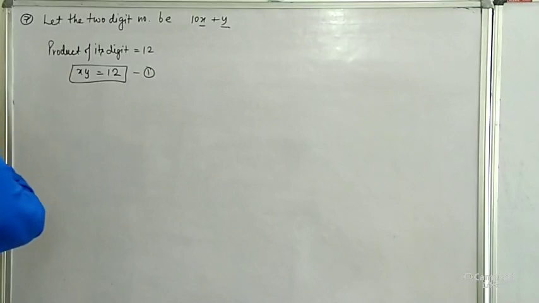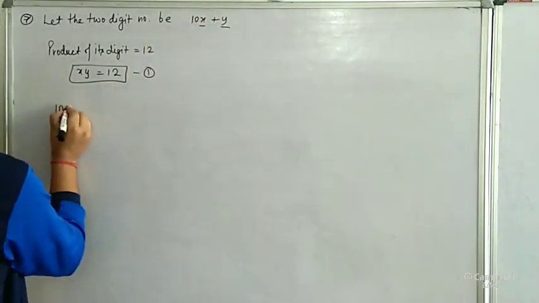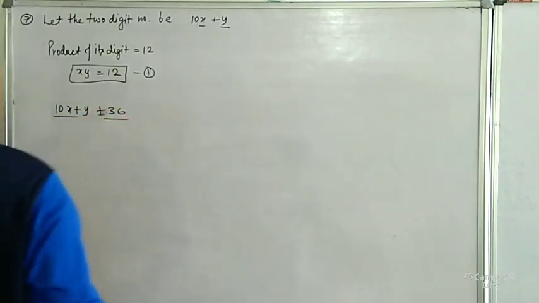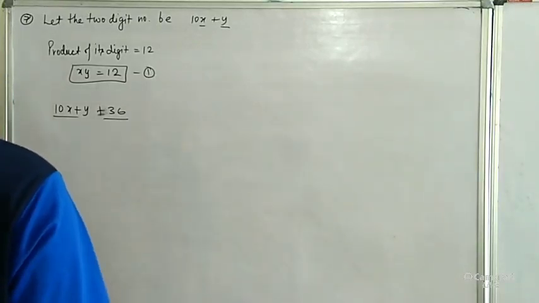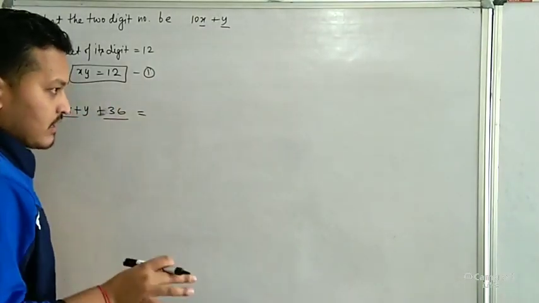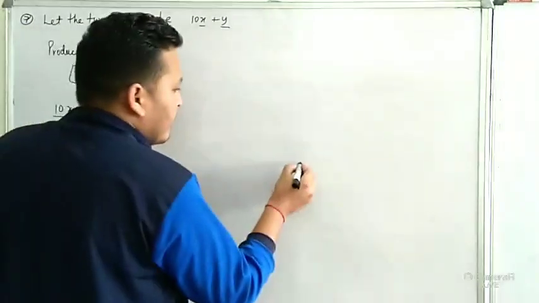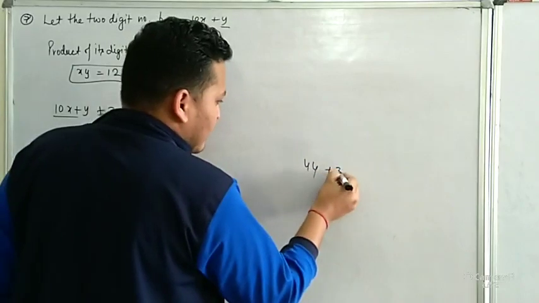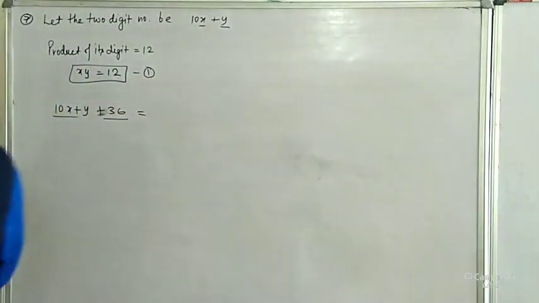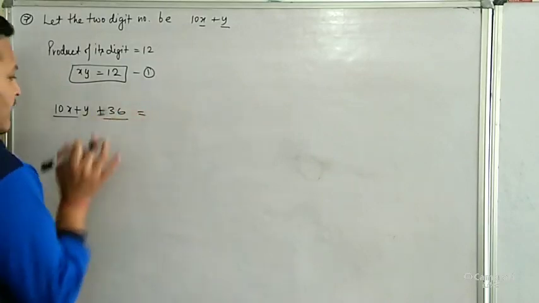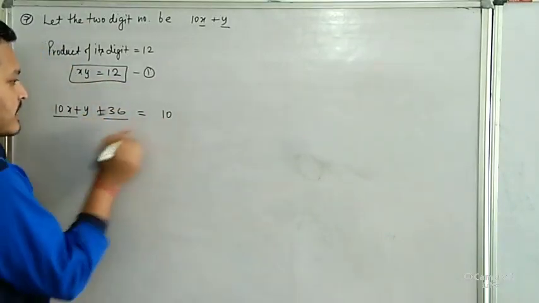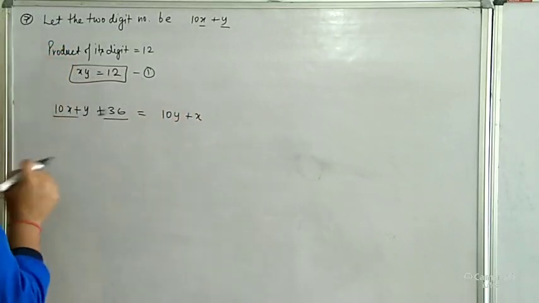Next, when 36 is added to this number, 10x plus y, what will happen? When 36 is added to this number, the digits interchange their places. For example, if the number is 44 and we add 36 with it, the final answer will be the reverse of the digits. It is given here that the digits interchange their places. Means x is replaced by y, and y is replaced by x. So this is the second equation.